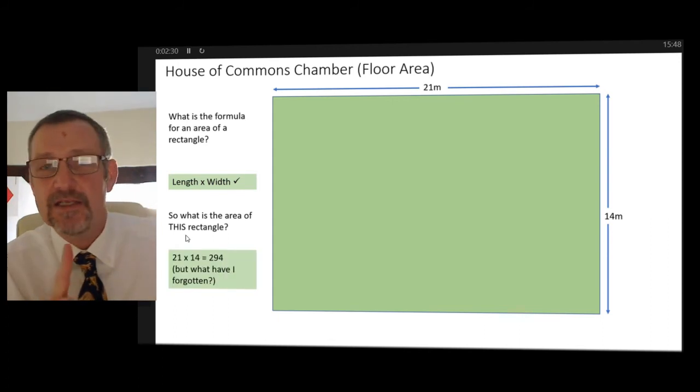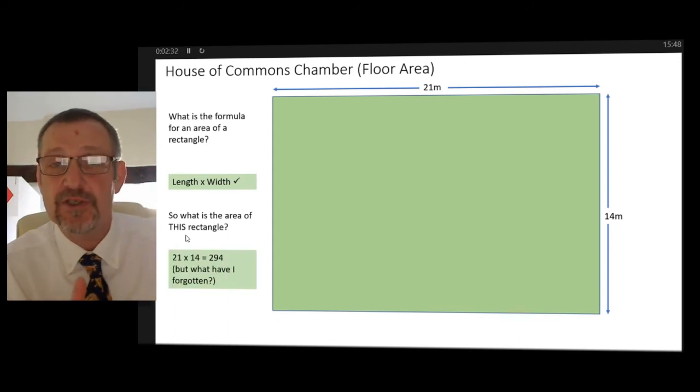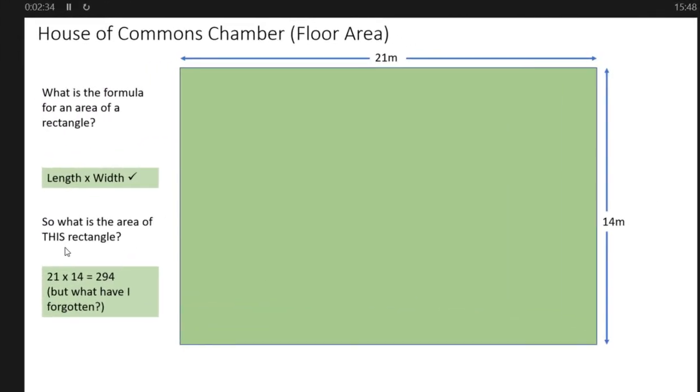And we're back. 21 times 14. The answer is 294. But what have I forgotten? What's one of those things I keep telling people that I must remember to always add when we're talking about area? Pause. It's the units. We've got to use the units when we give calculations and measurements. So that is square meters, written with an M with a little 2.